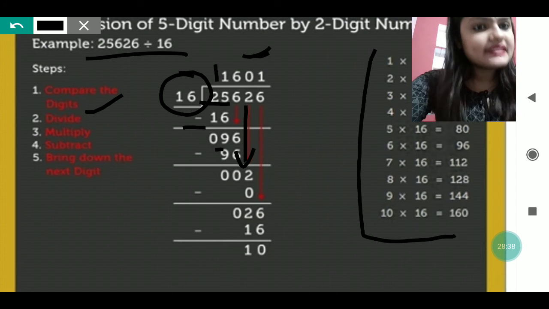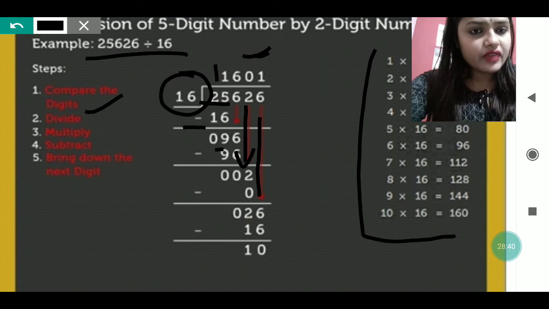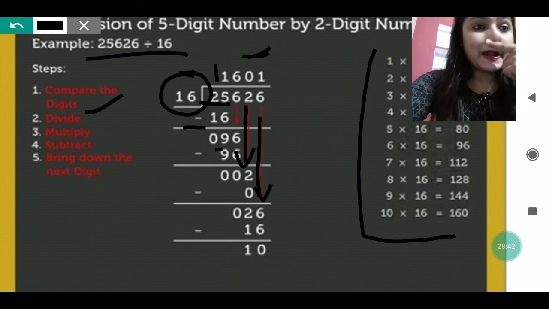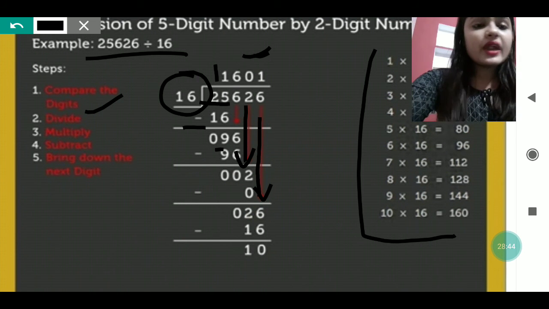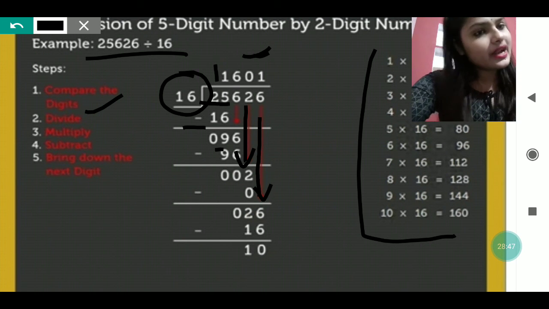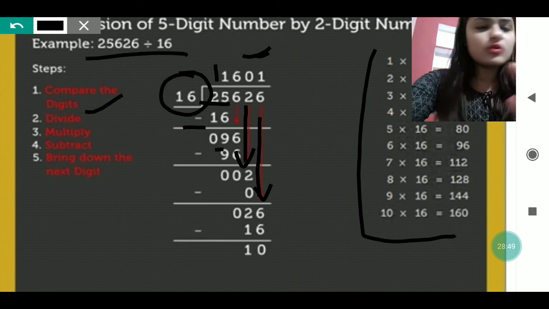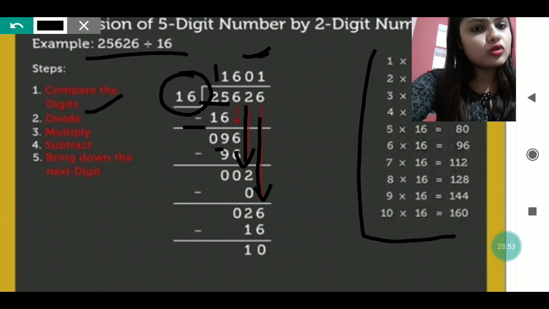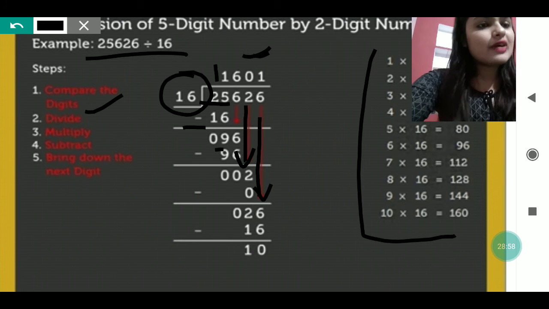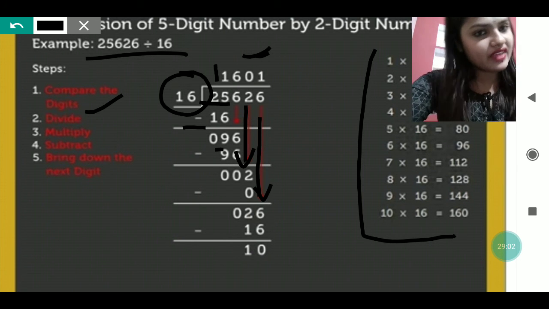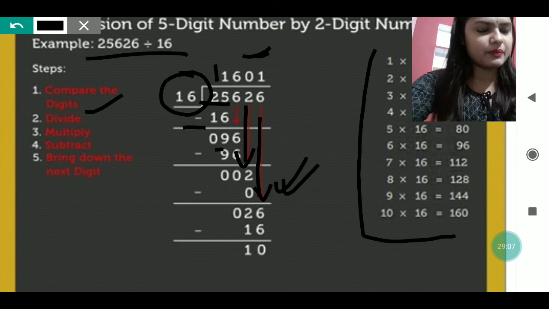And now the next digit we will take down, that is 6. When you take 6 down, that 2 is 26 now. Previously it was 2, it was not divisible, so we put 0 and then again we took the next digit down. So now it is 26. We divided by 0 and then we took the digit down. Don't forget this one step. This is also compulsory.